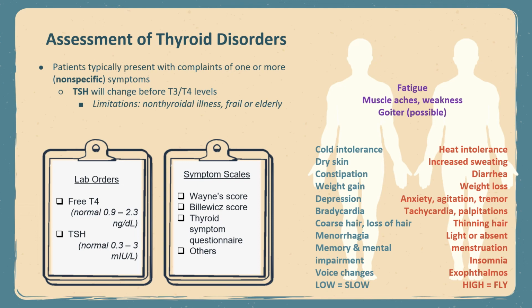One trick that I like to use to remember the symptoms for high and low thyroid is low equals slow and high equals fly. Low thyroid hormone slows everything down in the body. It slows your metabolism, while high thyroid hormone puts you into fight or flight, which means everything is ramped up and your metabolism increases. So that's a great way to remember the different symptoms between the two.